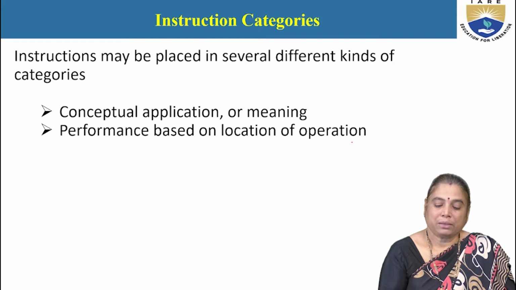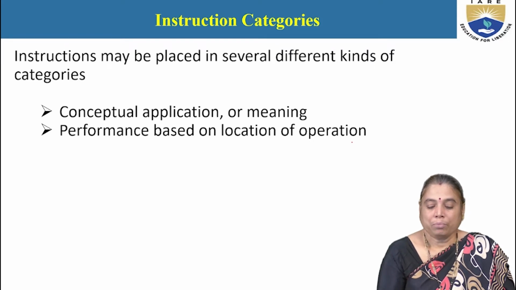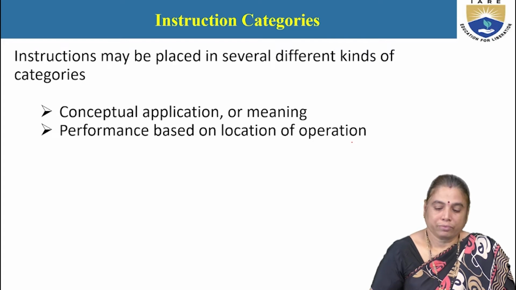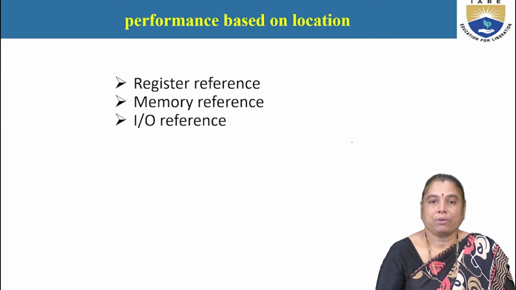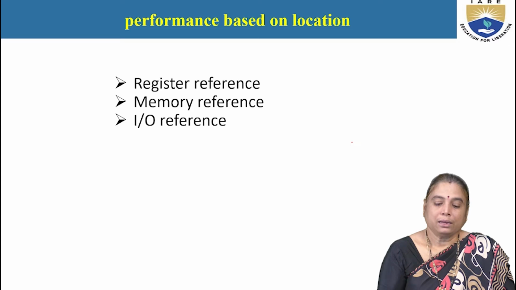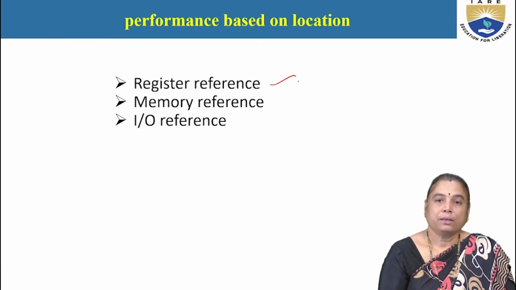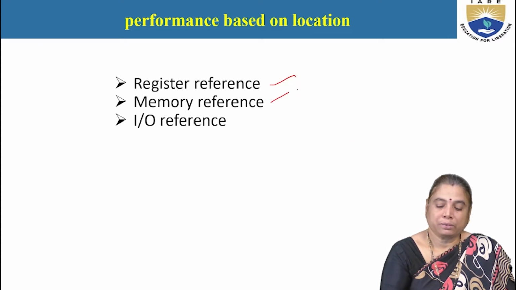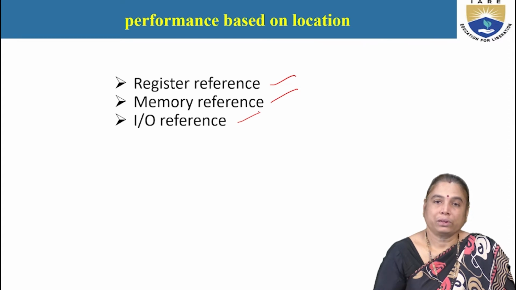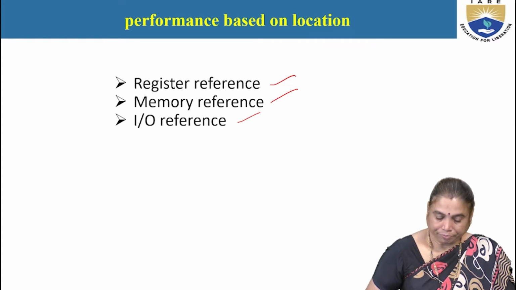So in performance based on location of operation, three categories of instructions are generally available. They are register referenced instructions, memory referenced instructions, and input-output referenced instructions.